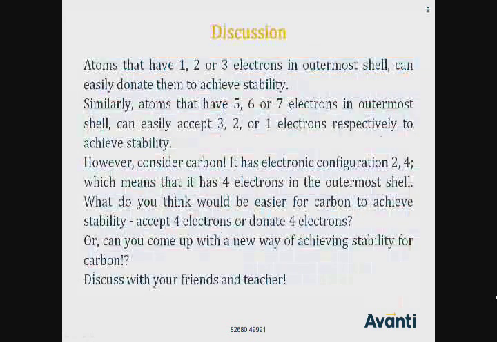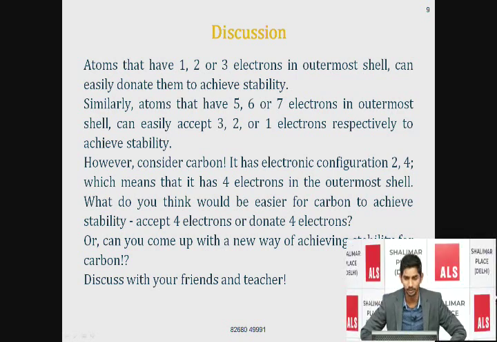Discussion means you have to write your views after reading this. See, atoms that have 1, 2, or 3 electrons in the outermost shell can easily donate them to achieve stability. Similarly, atoms that have 5, 6, 7 electrons in the outermost shell can easily accept 3, 2, 1 electrons respectively to achieve stability.